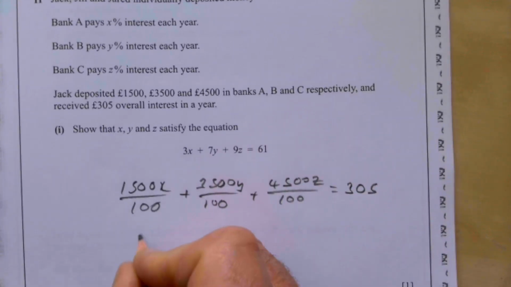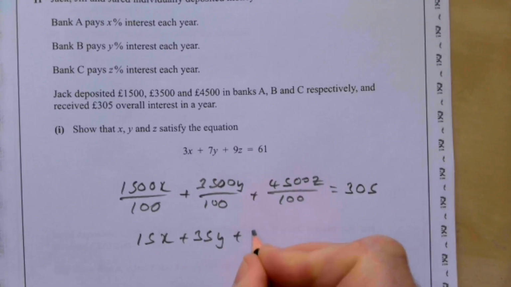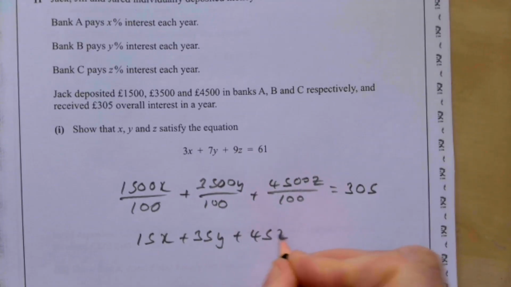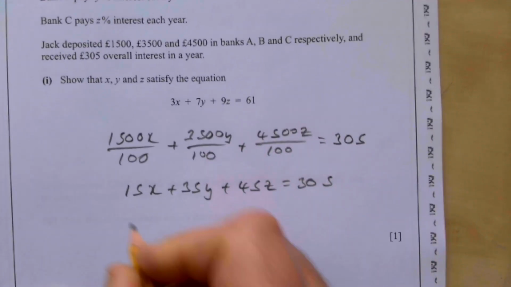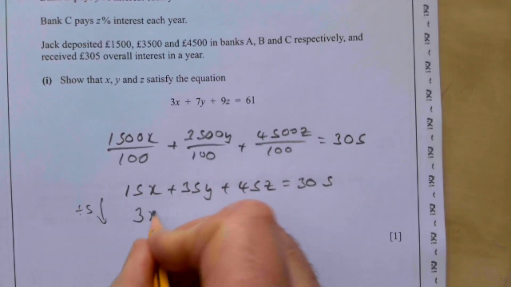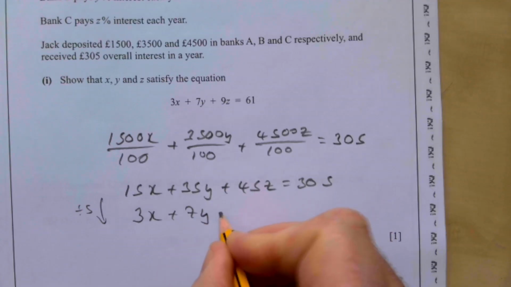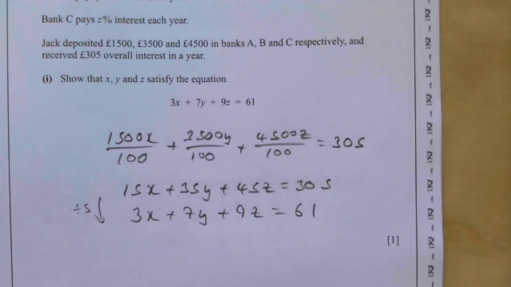So that cancels down to give me 15x plus 35y plus 45z is 305. And if you know your 5 times tables, we're going to divide that by 5. That's going to give me 3x plus 7y plus 9z, and no prizes for guessing, we get 61 here. So that's our first one worked out.